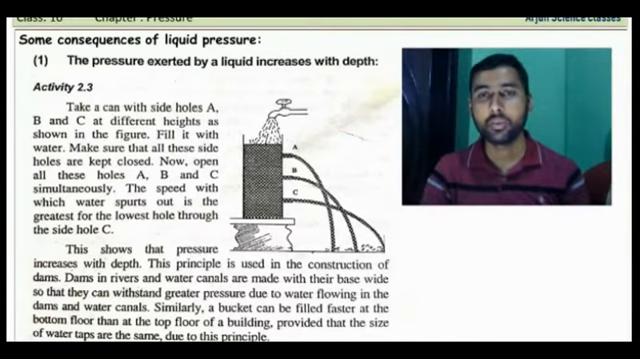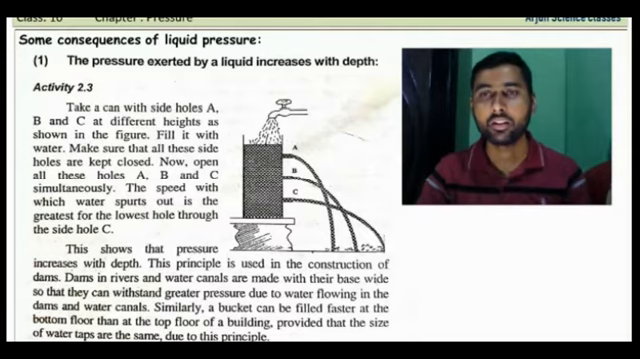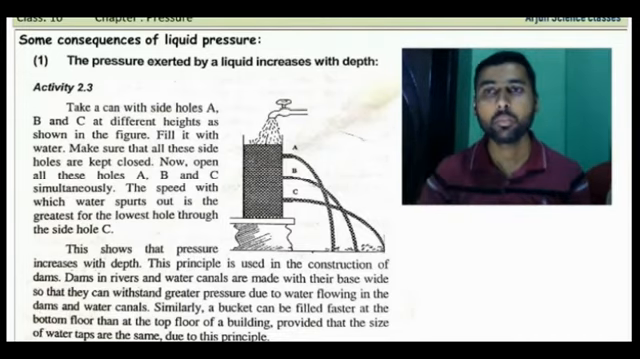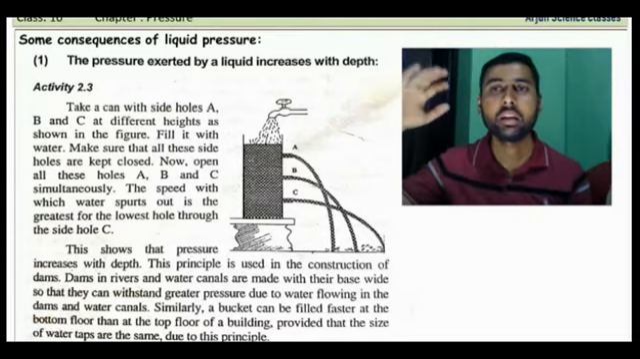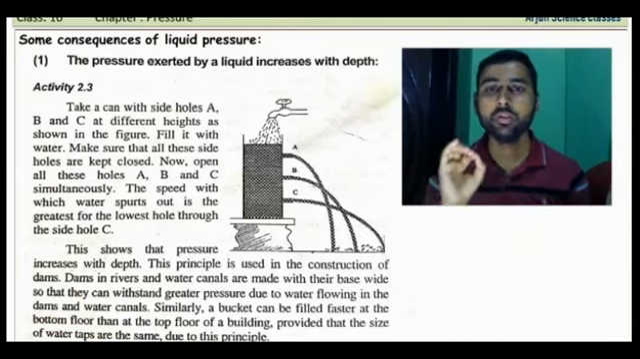For example, in your home, there may be a water tank at the top floor, and there may be taps at the first floor, second floor, third floor. Open all the taps at once, and you can observe that the speed of the water flowing is more at the tap on the bottom floor in comparison to the second and the third floor. It is also due to what? It is also due to liquid pressure.